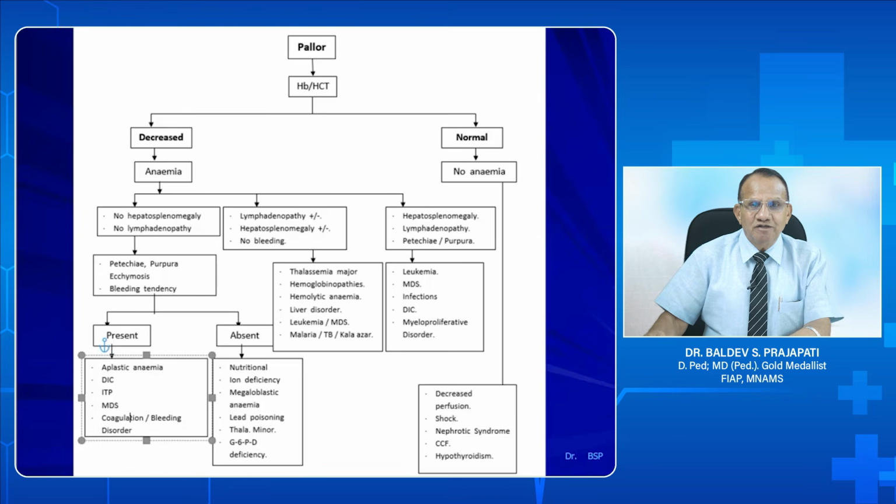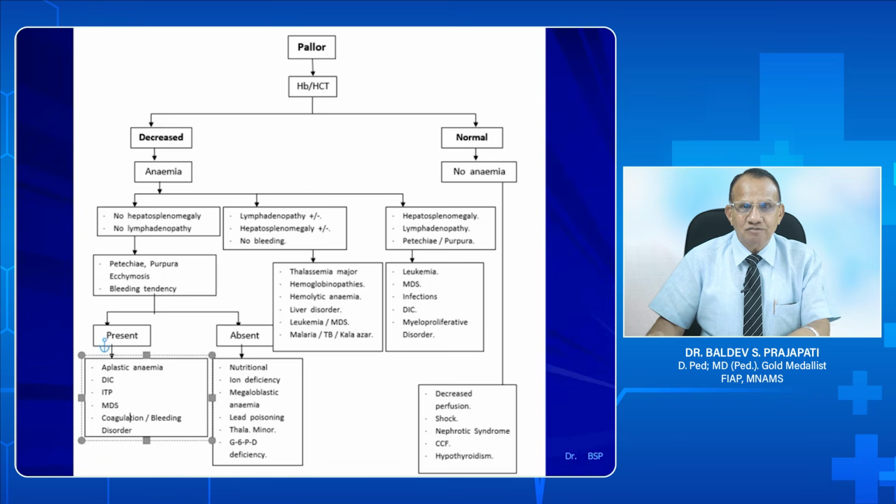So friends, whenever you come across any child with pallor, first check the hemoglobin and hematocrit. If hemoglobin and hematocrit are found normal, that means there is no anemia, and the cause for the pallor is something else. That may be a case of decreased perfusion, peripheral vasoconstriction as I was talking, or hypothyroidism, or edema like nephrotic syndrome. But if hemoglobin and hematocrit are really decreased, that means it is anemia.